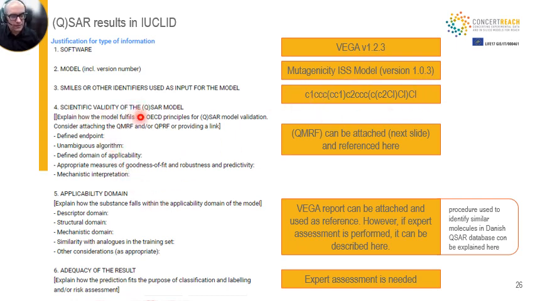Regarding the scientific validity, the QMRF can be attached and reference can be made to it. For the applicability domain, again, in the case of VEGA, the report can be attached. It includes already all the information for the applicability domain evaluation. However, if an expert assessment is performed, as we've seen, for example, regarding one of the similar molecules, this explanation could be included here. If we are using the Danish QSAR database, the procedure for selecting similar molecules, for example, the one I showed you before, can also be documented here. And finally, for the adequacy, an expert assessment is needed.